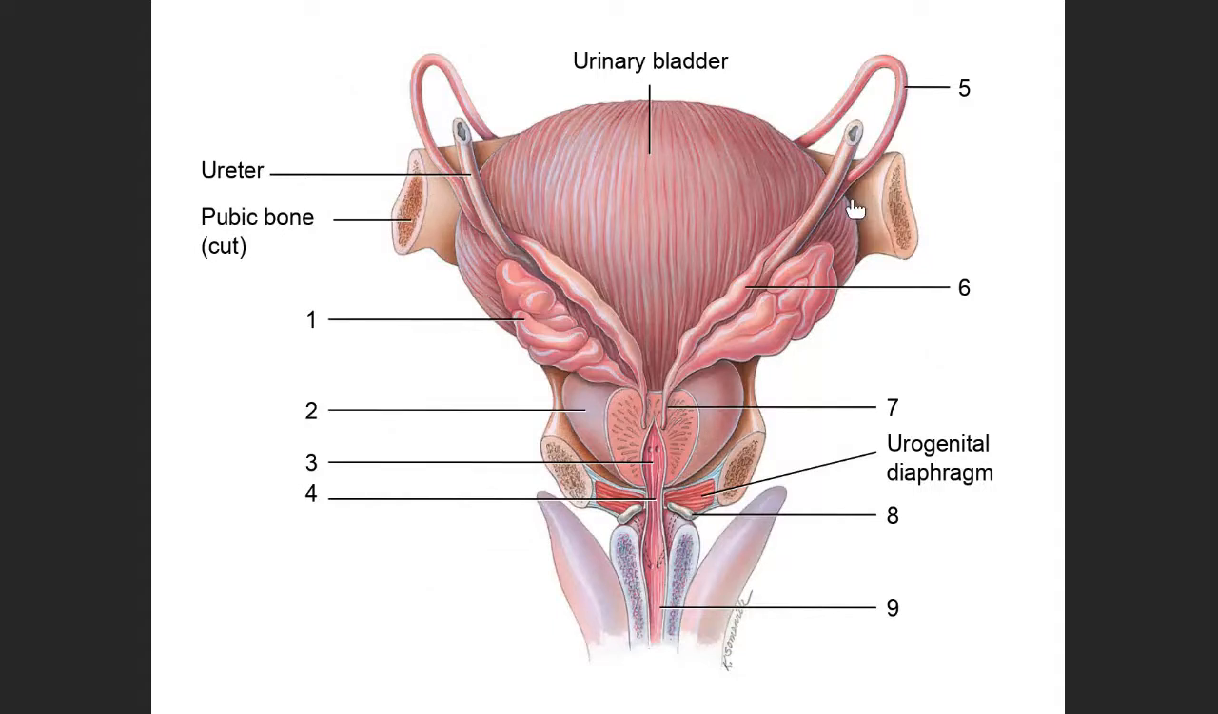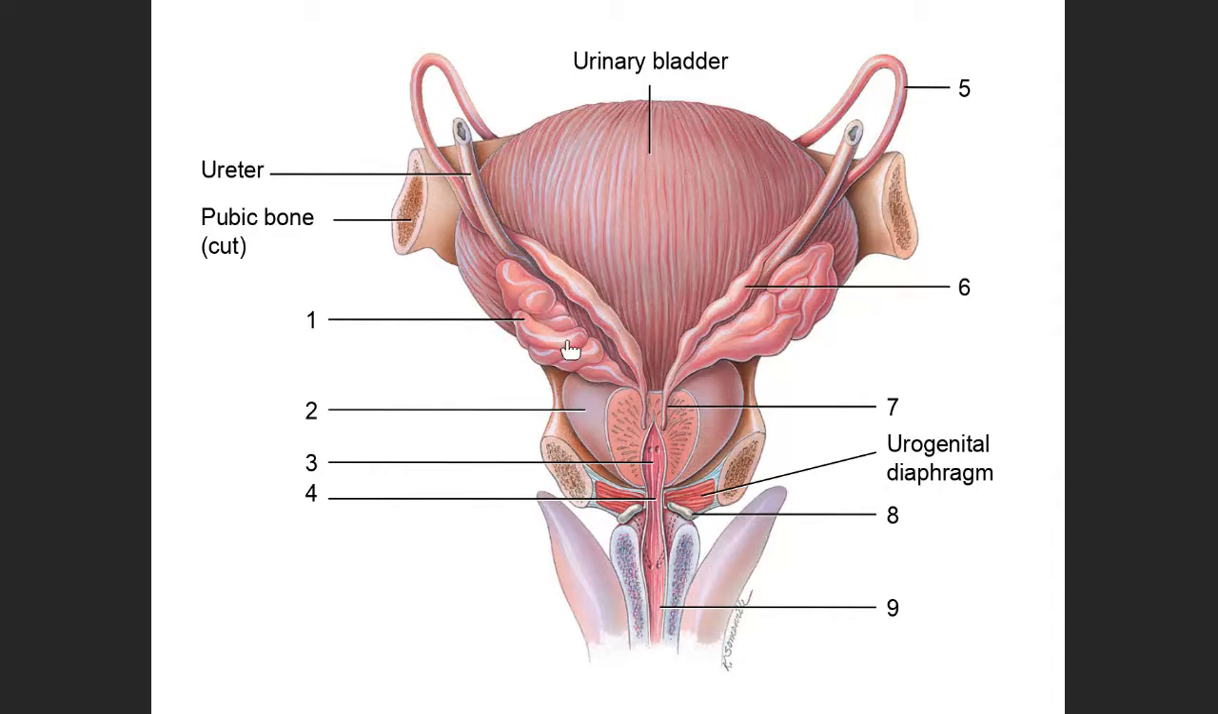In this picture, you can see the bladder. This is the back of the bladder. You have 2 ureters in the back of the bladder. Number 5 is the vas deferens. The end of vas deferens is number 6, which we call the ampulla.